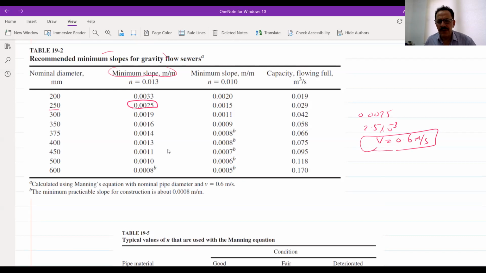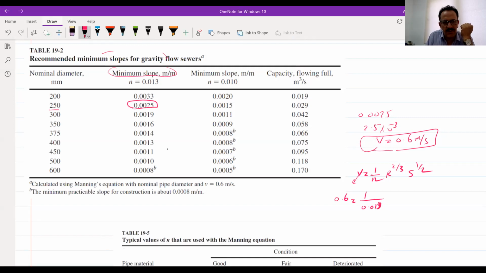How to do that? We have the Manning equation: velocity is equal to 1 over n, R to the 2/3, S to the 1/2. So this is to find the minimum slope if you do not have the table. I will assume that the minimum velocity will be 0.6 meter per second, and I will use Manning n, which is 0.013, and here is the value of R. The value of R usually is equal to D over 4. I'm talking about full flow.